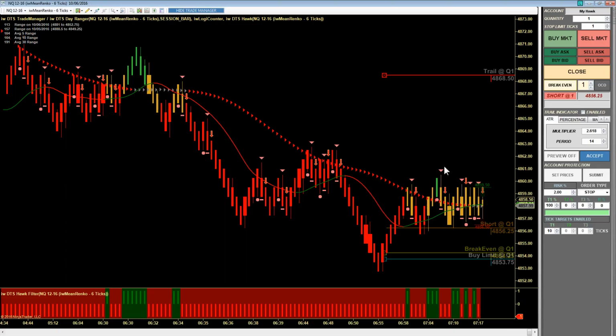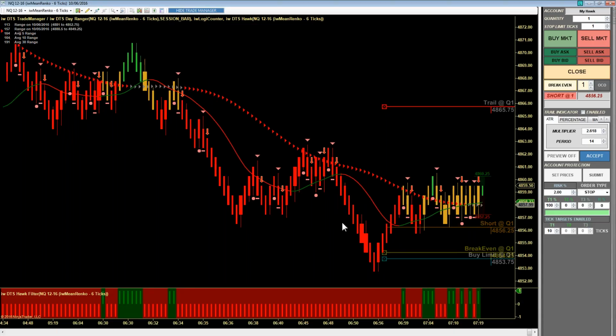And as I mentioned, this is also an opportunity that you could bracket. You could throw an OCO order in, short below, buy above. I'm doing my best, my utmost to be patient with this trade. Come on, sellers.